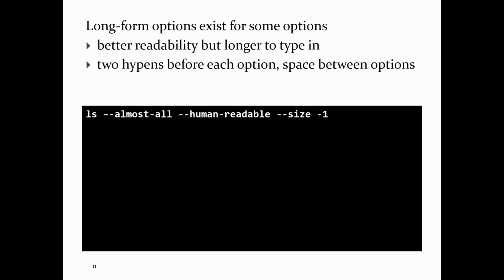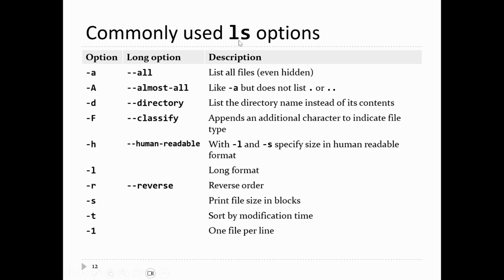There are your long form options. Capital A is minus minus almost all, minus h is the same as minus minus human readable, and minus s is the same as minus minus size. OK, so there are some commonly used options to ls. The a's are commonly used because it's often the case that you need to see your hidden files, so you need to ask for them specifically. If you use minus d, I'll show you what that does in just a second. That lists the directory names instead of the directory contents.